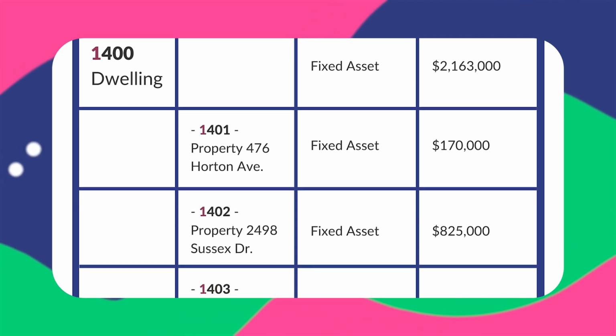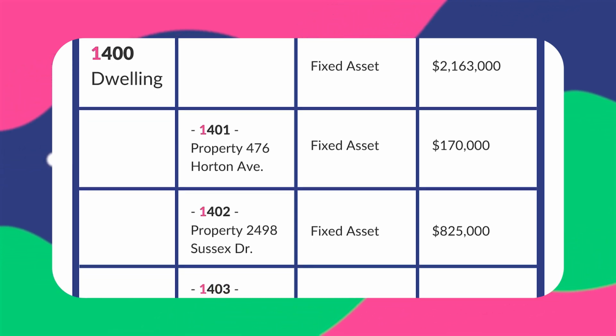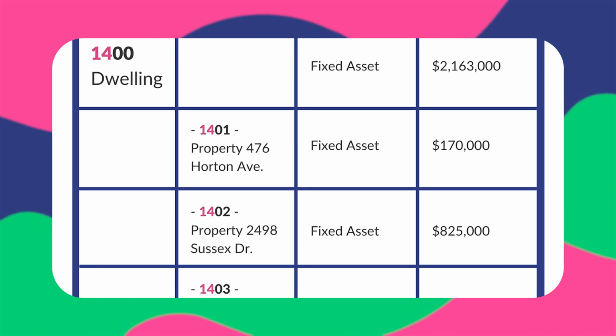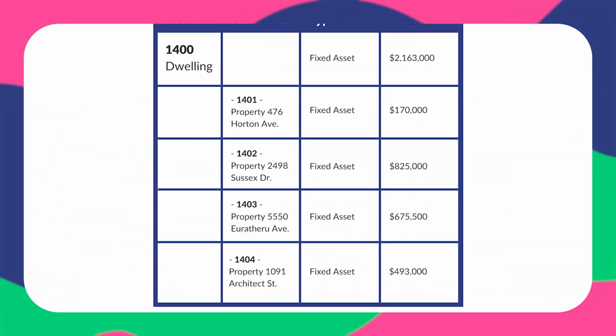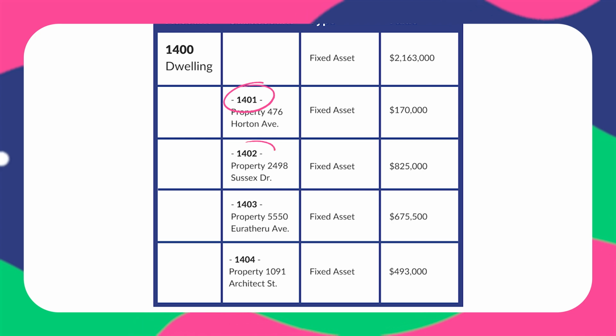So we know that anything starting with 1, anything in the thousands, is an asset. We know anything in the 1400s or starting with 14 is a property. Now we've also identified individual properties with their own third-degree identifier. So the properties in this example are given the numbers 1401, 1402, 1403, 1404. And with that, you have the 101 on crafting a property management chart of accounts.